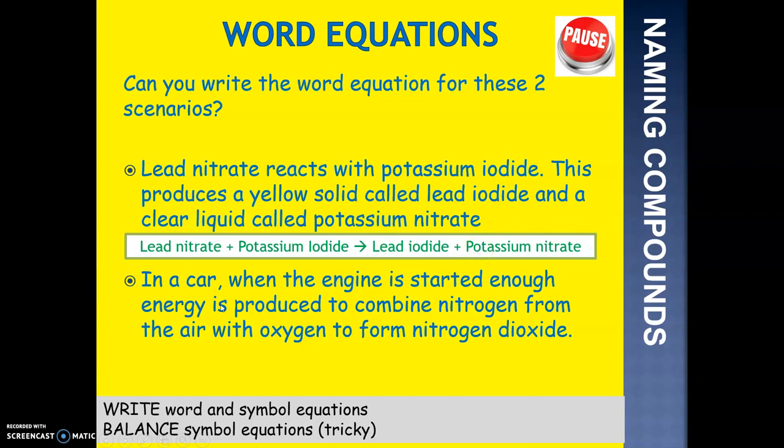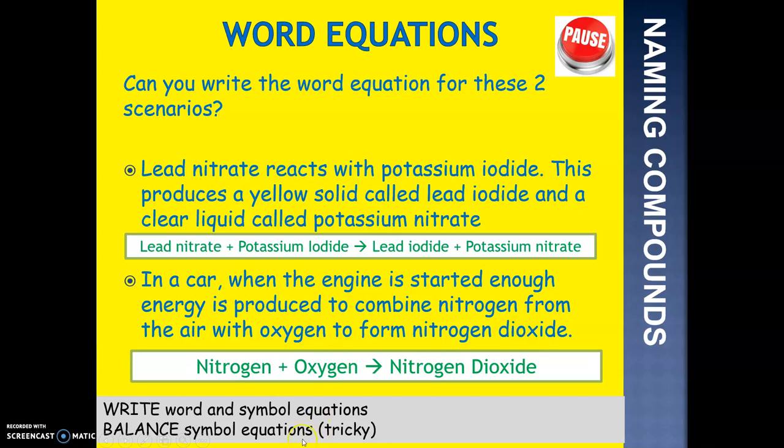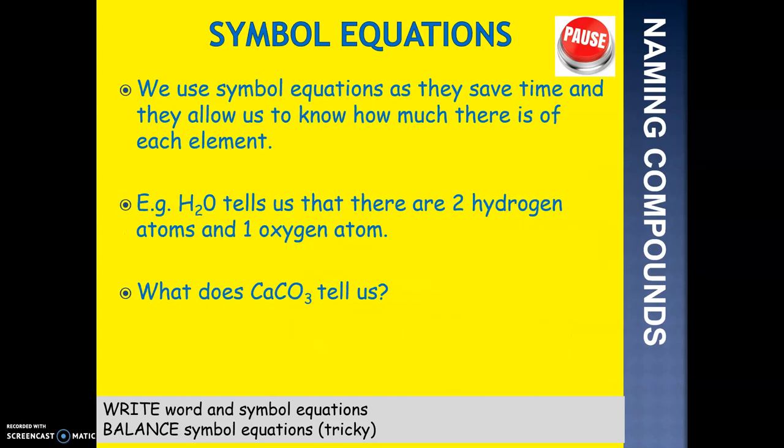Been rearranged. In a car, so the second one here, in a car, when the engine is started, enough energy is produced to combine nitrogen from the air with oxygen to form nitrogen dioxide. A bit easier this one, a bit simpler. Simply, nitrogen plus oxygen makes nitrogen dioxide. Just give yourself a mark out of 2 there, guys. Excellent if you've got 2. 1, well done. Okay, so we're going to move on to symbol equations now, guys.